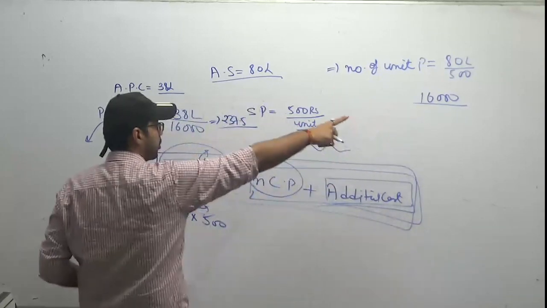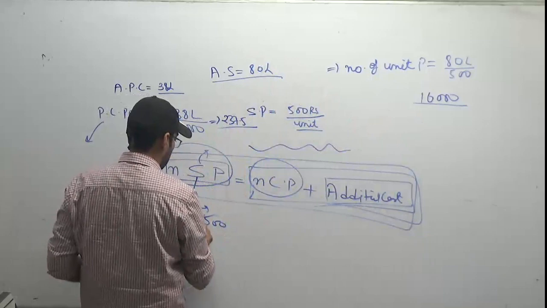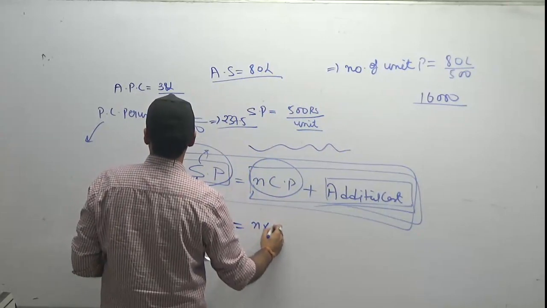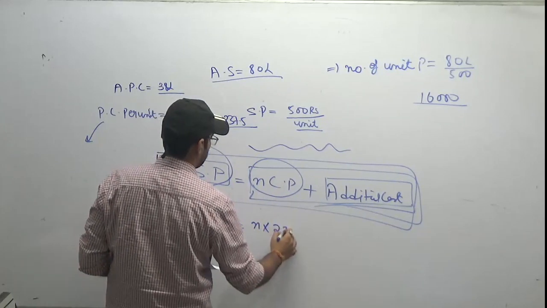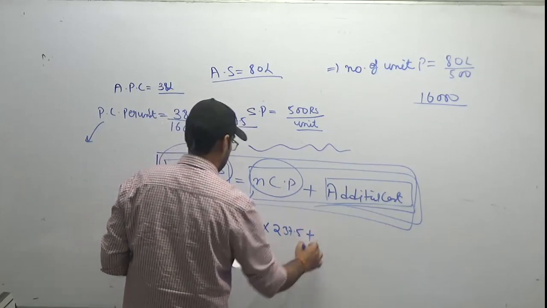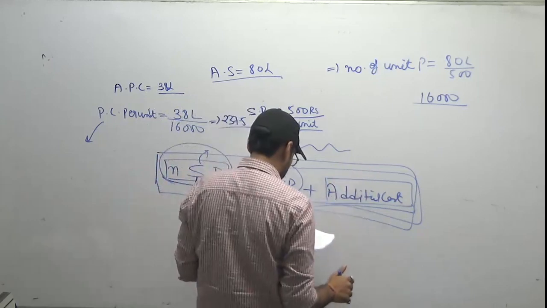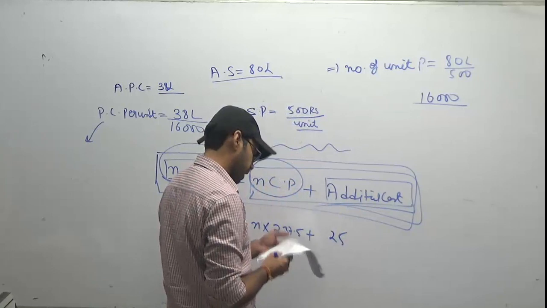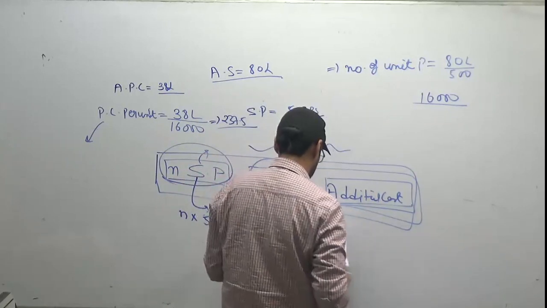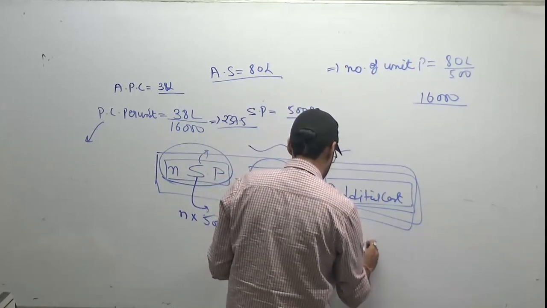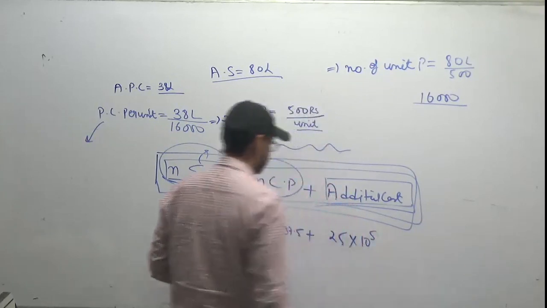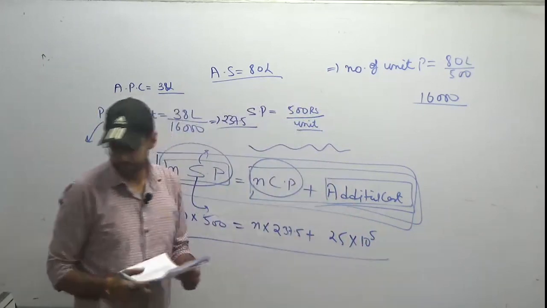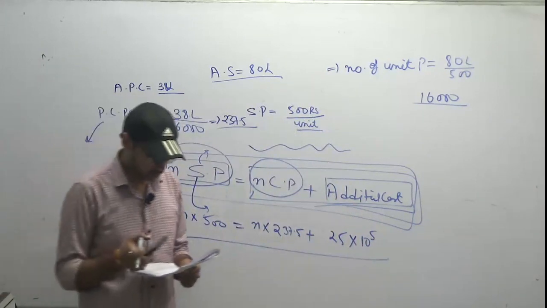Now we are not going to use 16,000 here. This is equal to N into production cost per unit, that is 237.5, plus the total additional cost, which is 25 lakhs. So this is around 25 into 10 raised to the power 5. You can solve this. What answer are you getting?